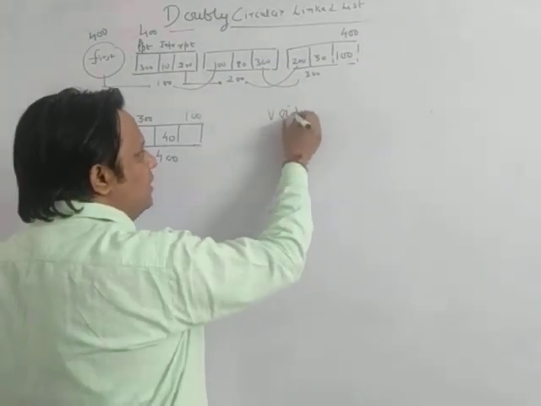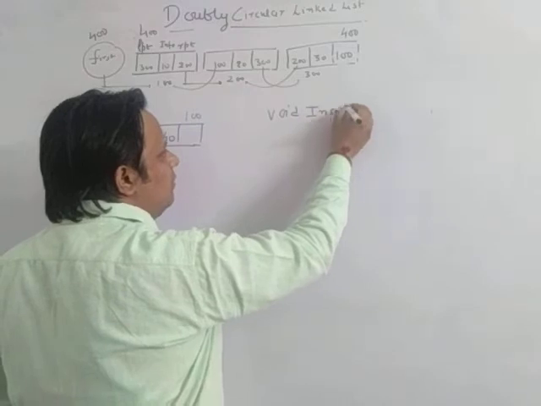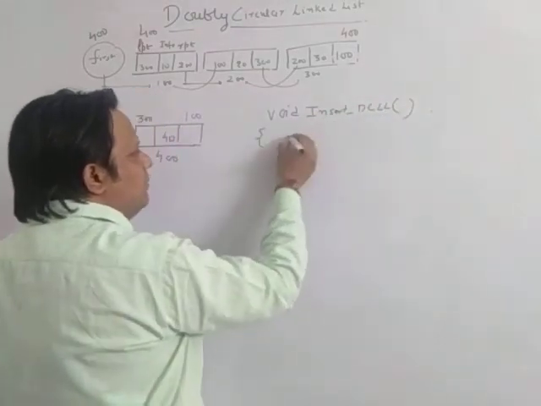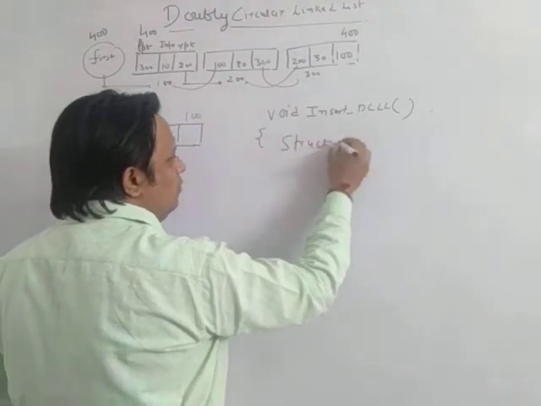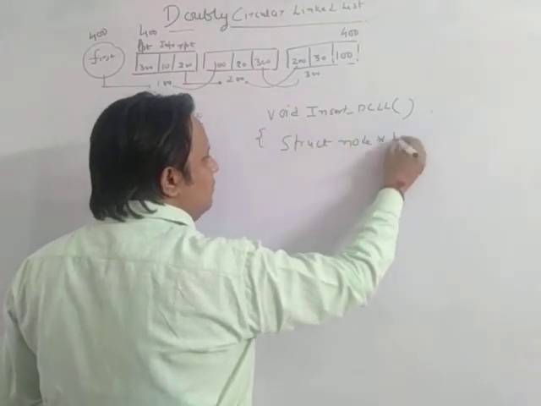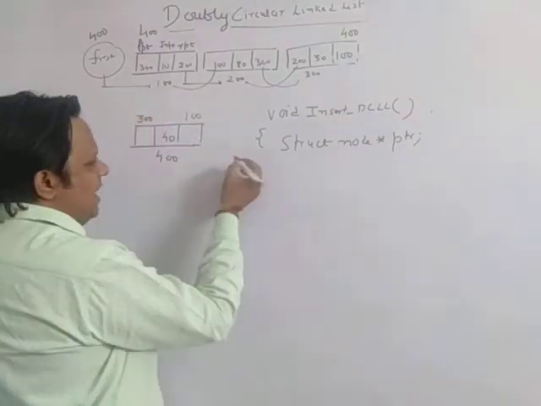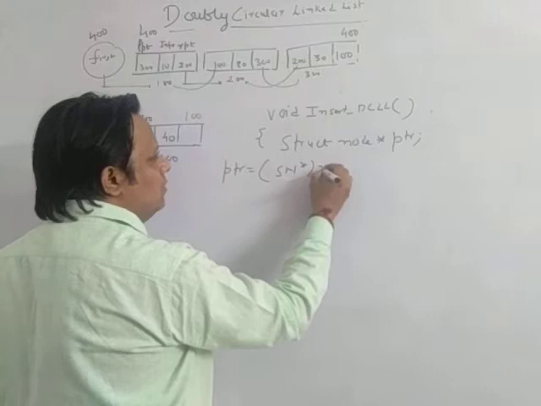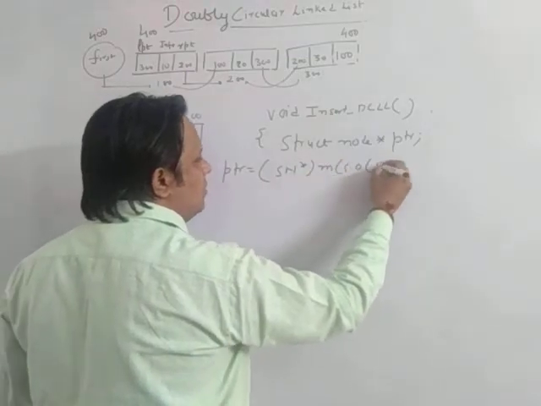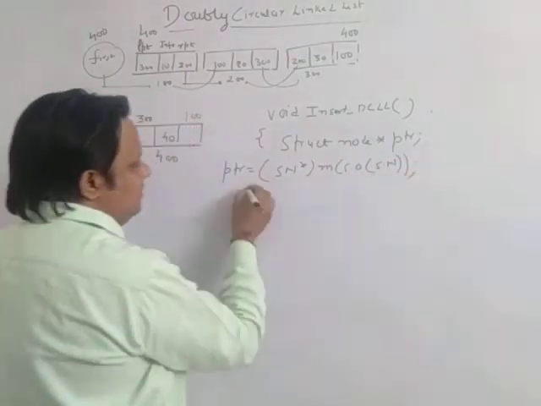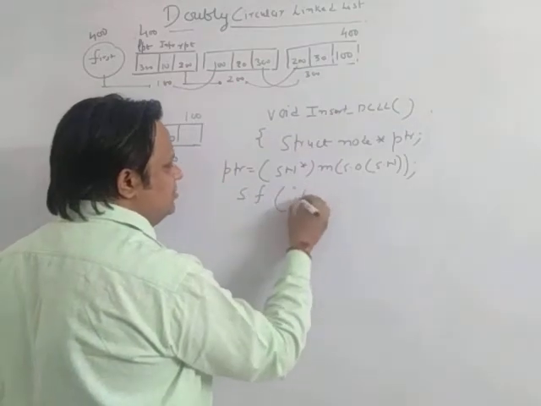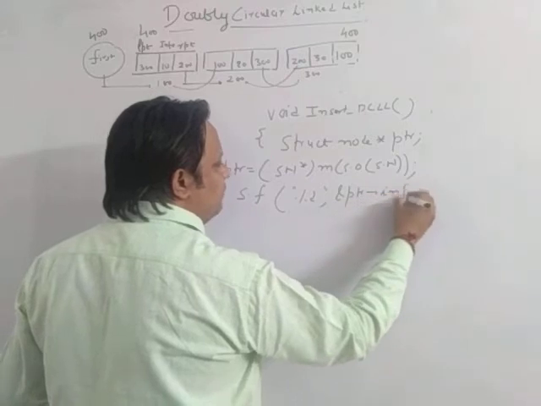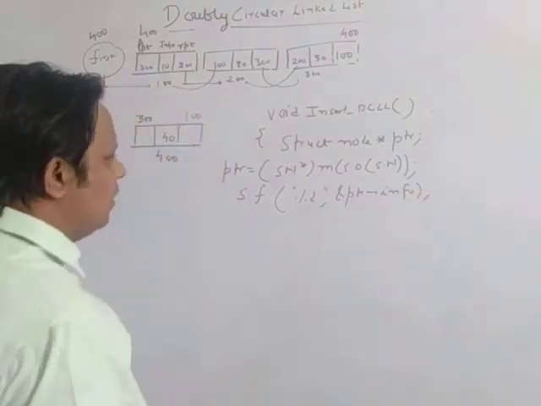So again I'm writing void insert underscore doubly circular linked list. I require a pointer, struct node star ptr. I am again allocating the memory. ptr is equal to struct node star malloc size of struct node, and I am inserting the info part, scanf %d comma address ptr arrow info. Fine. Now my logic steps.